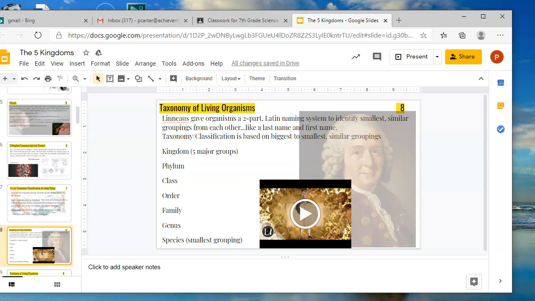Linnaeus gave organisms a 2-part Latin naming system to identify the smallest, similar groupings from each other, like a last name and first name. Taxonomy classification is based on biggest to smallest similar groupings. Kingdom, the 5 major groups: phylum, class, order, family, genus, species, which is the smallest grouping.